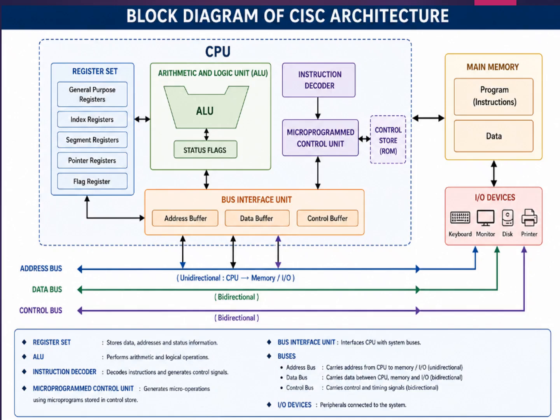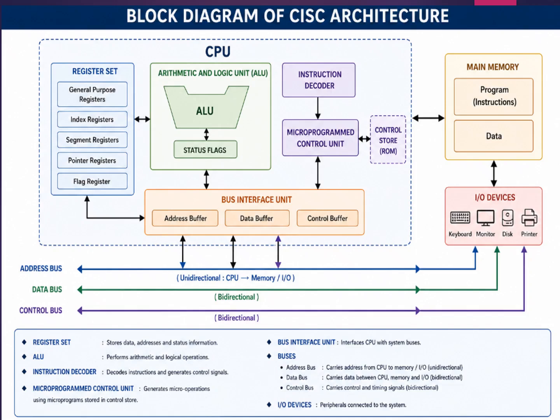So from there, the address bus is unidirectional. Unidirectional is only one direction, CPU to memory or to the input devices. Again, the data bus is bidirectional, so data can be given to the data bus or to the input output devices. The control bus is also bidirectional, so they can give the data in both directions.